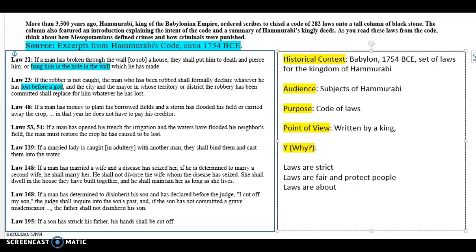Kind of sounds like the first law is about robbery or crimes. The next law sounds like it's about money. I wonder if all the laws are going to be like this, or if there are going to be laws about other things as well. We're going to skip down to Law 129.